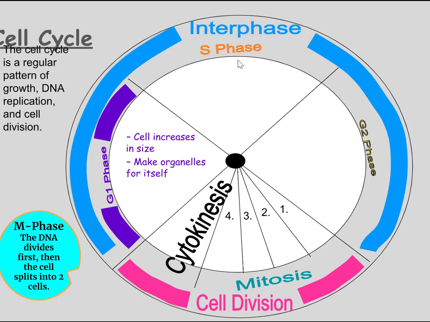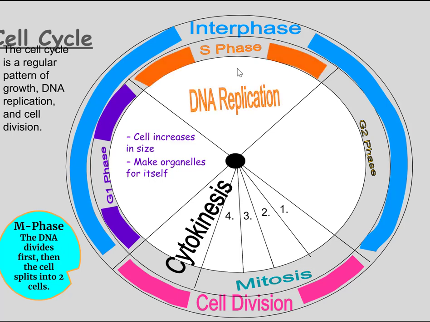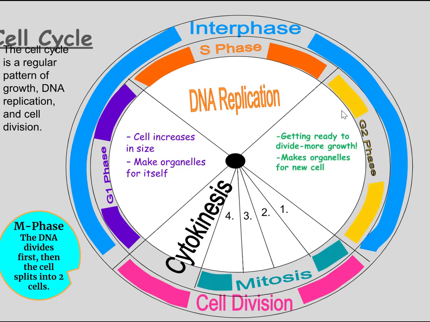The second phase of interphase is the most important. This is S phase. This is DNA replication. This is going to take a while because it is so important. That's why interphase is such a big part, because DNA replication needs to be done correctly. The last one is G2. G2 is the cell getting ready to divide, so it's going to grow a little bit more and make organelles for the new cell.